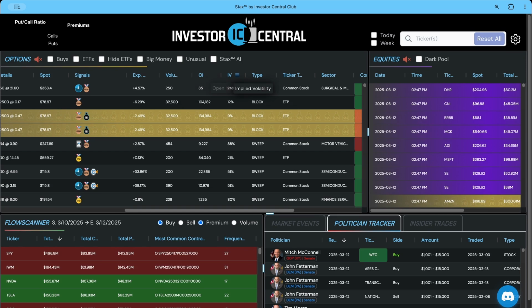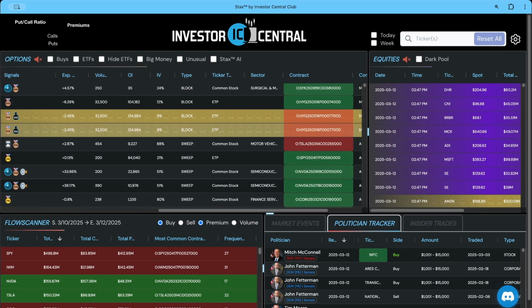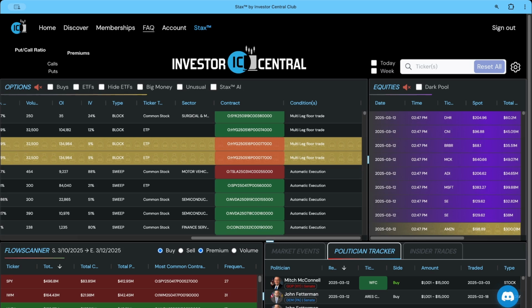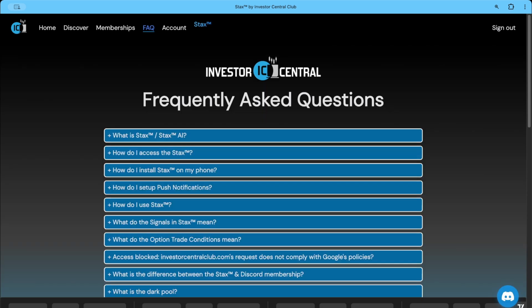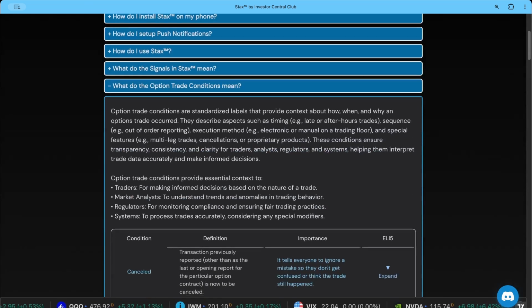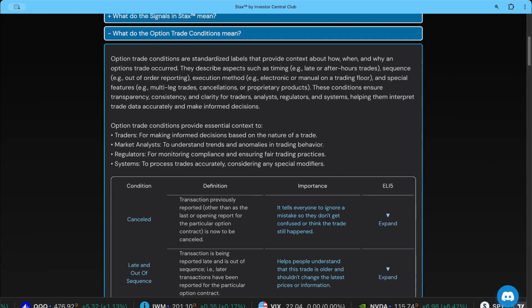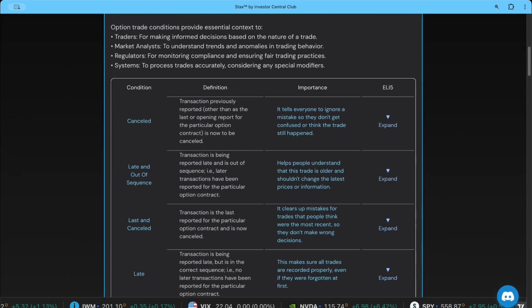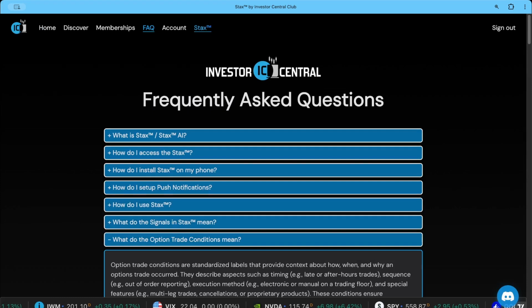Volume, open interest, IV, implied volatility, the type of purchase, the ticker type, the sector in which they are purchased in, as well as conditions. Conditions is a little bit newer in terms of what is offered in our software. You can also go into our FAQ here and take a look at what the option trade conditions mean. There are definitely a lot of different ones to take a look at. I'm not going to go over all of them right here, but if you do have questions, please don't hesitate to ask.